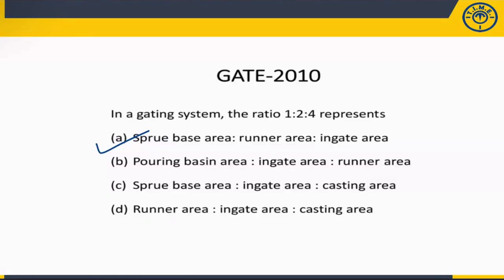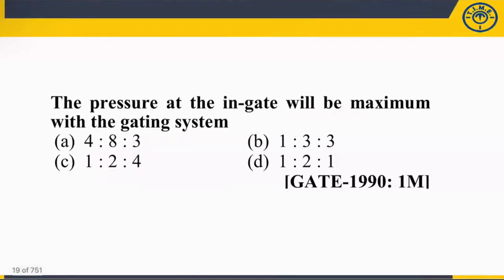It's very good. Unpressurized gating system, because the area will be minimum at the base of the sprue. Very nice. Okay. Now, a similar problem they have asked: the pressure at the in-gate will be maximum with which gating system. You have to identify that. In-gate they are asking, that means at the third.